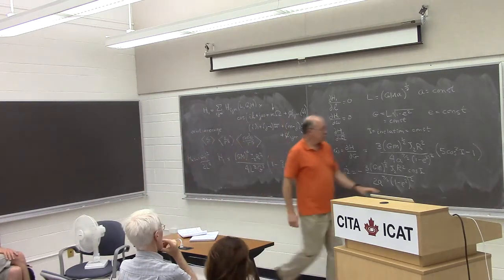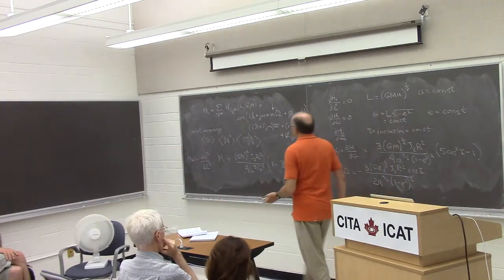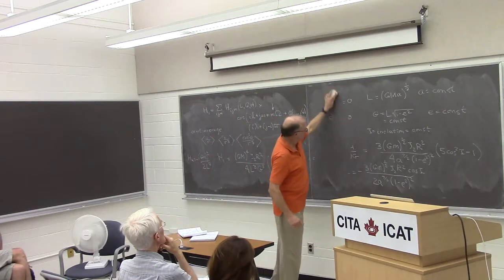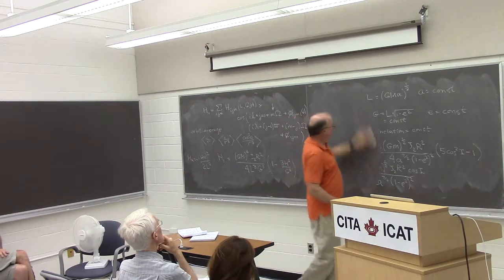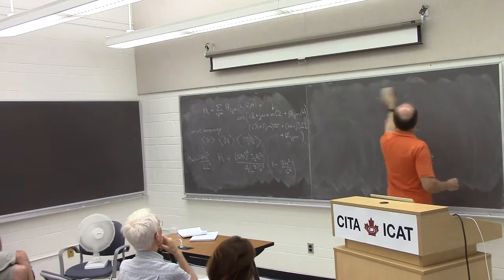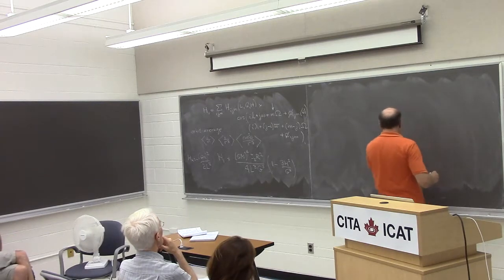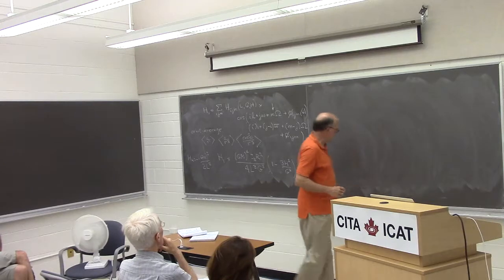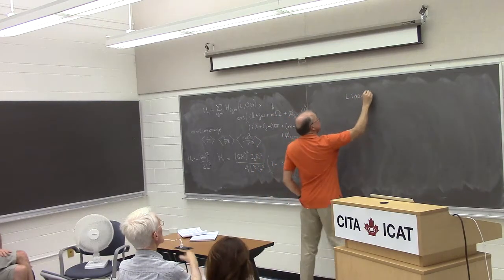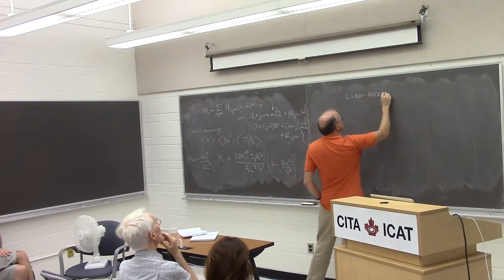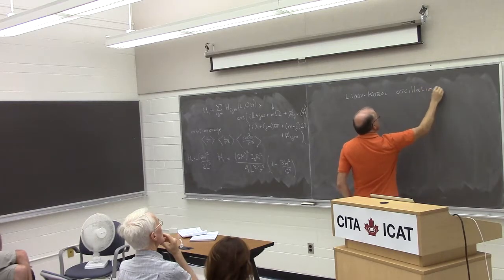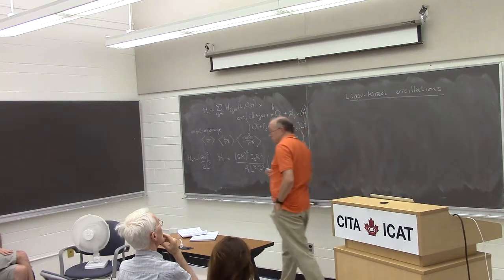Okay. So this is one example of what you can do. The second example is what's sometimes called Kozai oscillations, but what I call Lidov-Kozai oscillations, because I think Lidov is the one who deserves the credit. And this is going to be a very similar derivation.